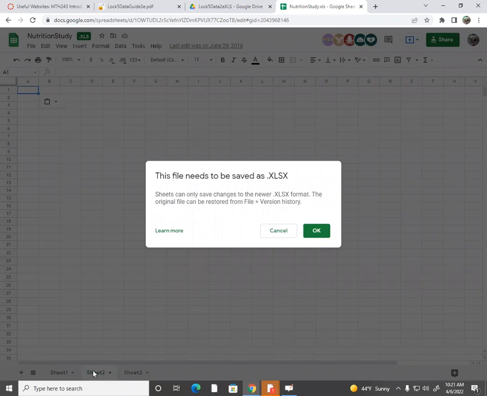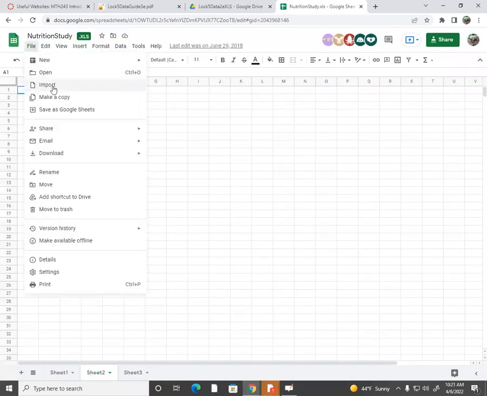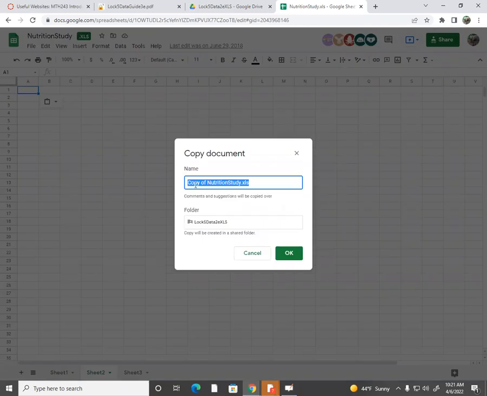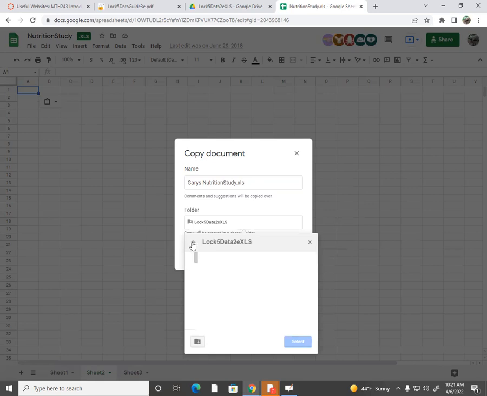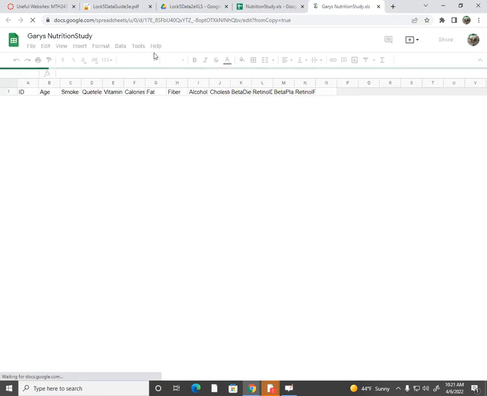Let's see, this file needs to be, oh, I forgot to make a copy. Make a copy for Gary. So we'll call this Gary's nutrition study. And I'm going to put it in a different place so as not to confuse it with other stuff. Let's put it in my 2022 notes section. Okay, all right. So hopefully you guys made a copy of this. And let me catch up to you there.